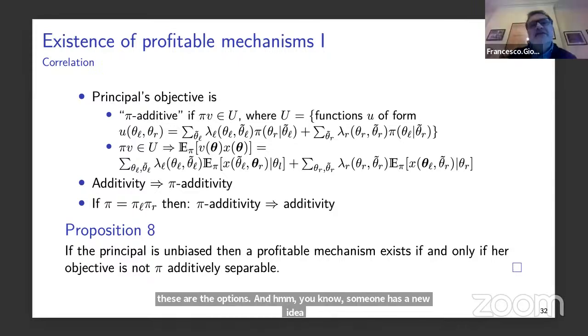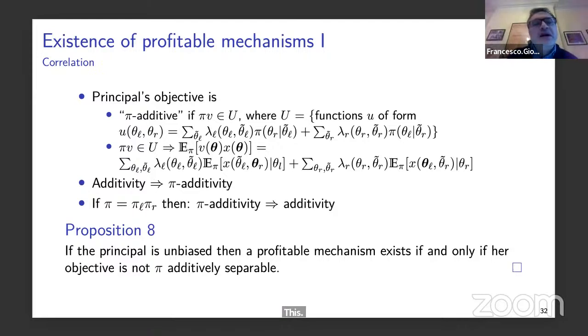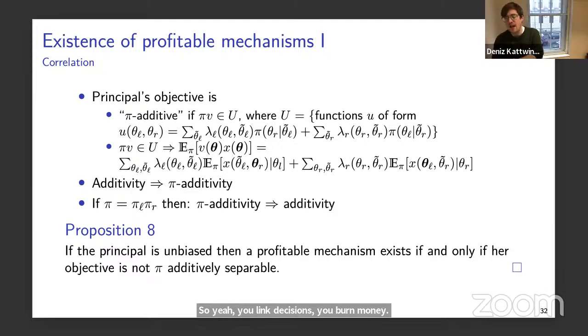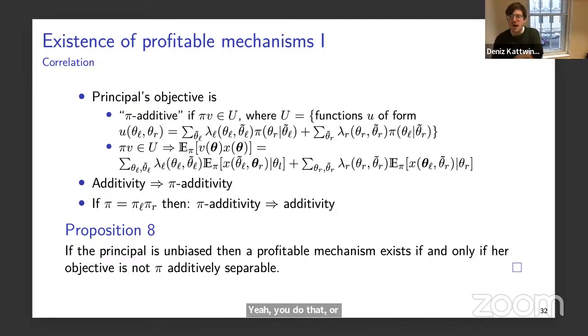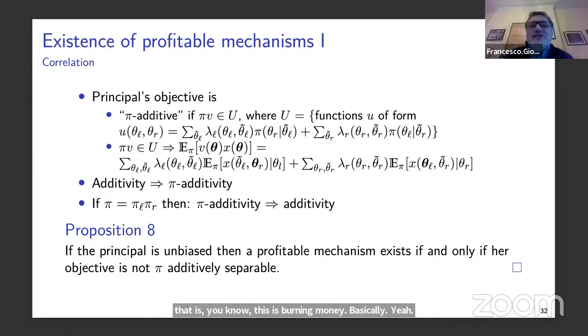So you link decisions, you burn money. That's the bit of literature, the ordeal literature. Piotr has, I think, a paper now on how to allocate equity with an ordeal mechanism. This is burning money basically. So transfers, but bad transfers, basically wasting people's time or effort and so on. And then there's monitoring and verification, and then you guys are basically looking at the very worst-case scenario. There's nothing you can do. Yes.